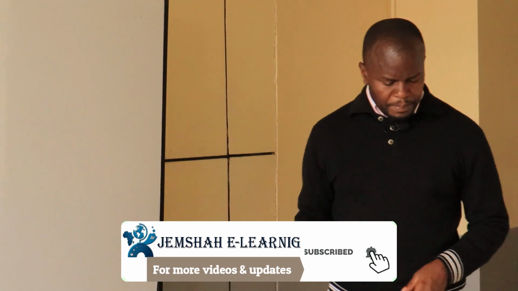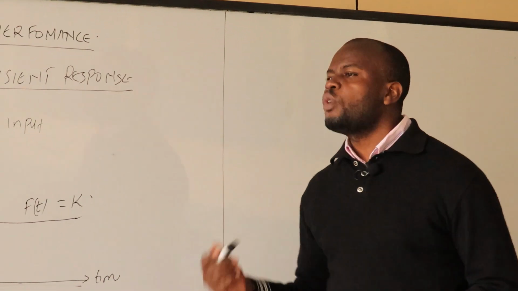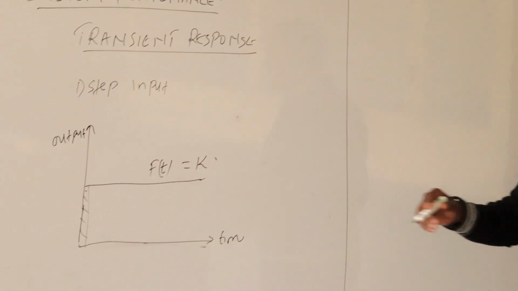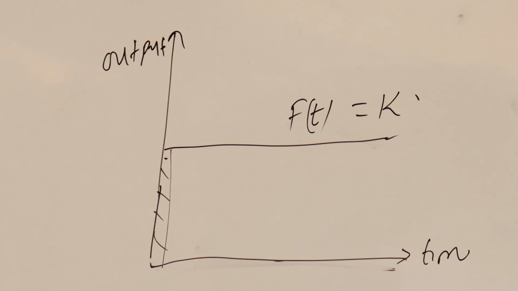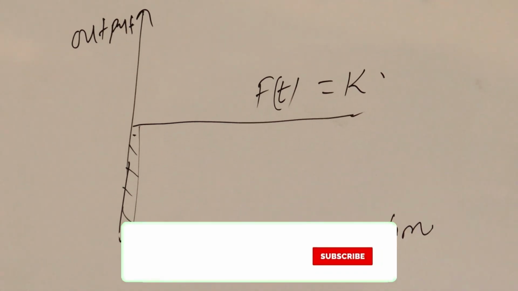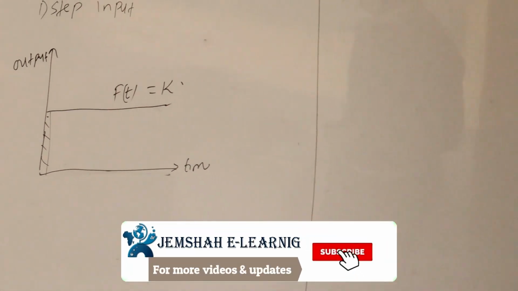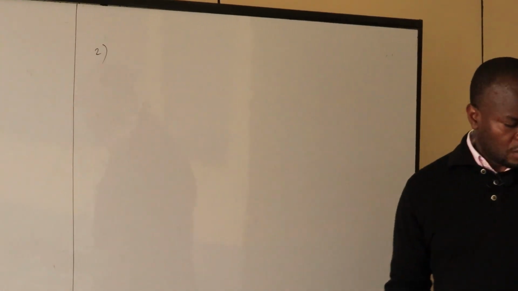The step input is the one that is most often used in order to obtain the transient response of a system. When we are talking about the transient response of a system, this is the input that we will be looking at most of the time. Of course, we will also be looking at different inputs later on, but the most common one is this. The second input that we can talk about is the unit impulse input.